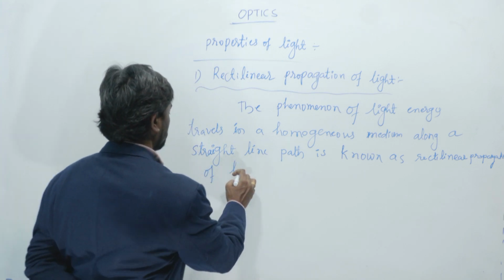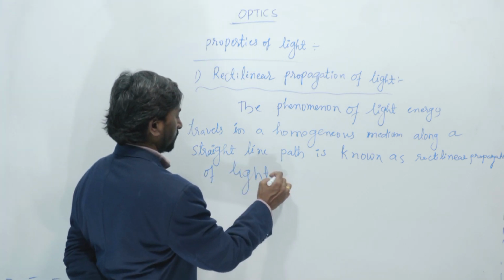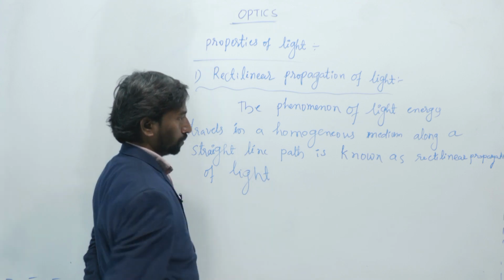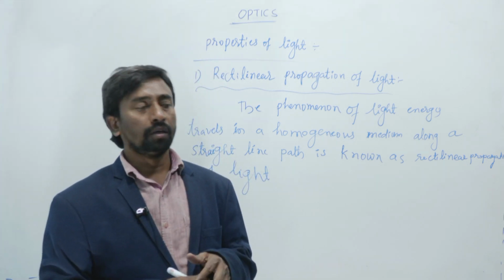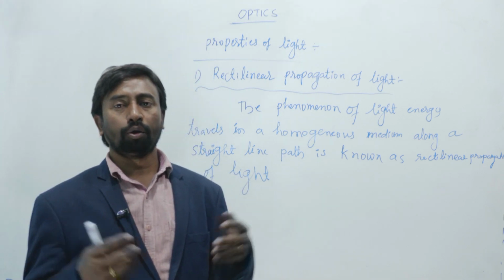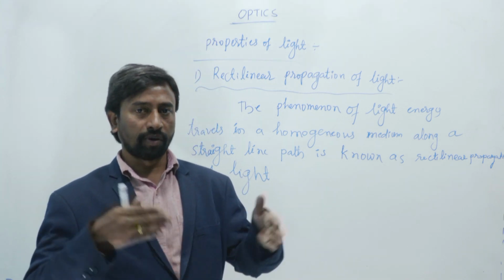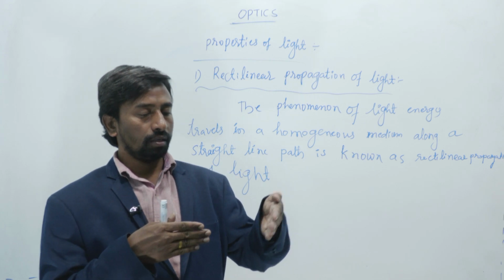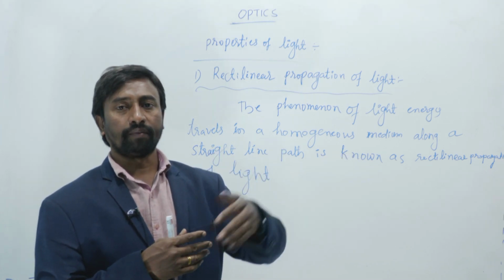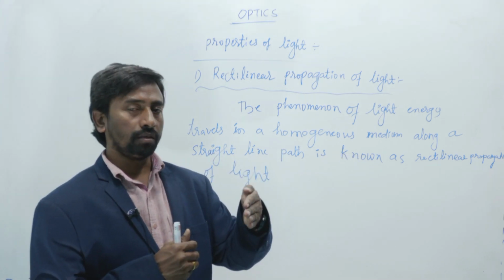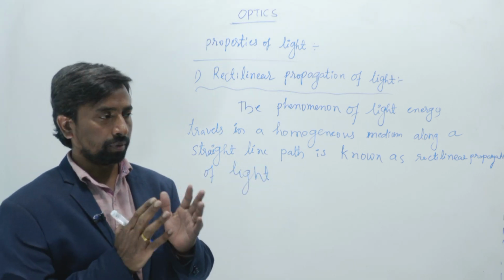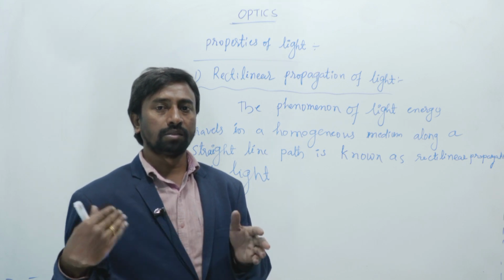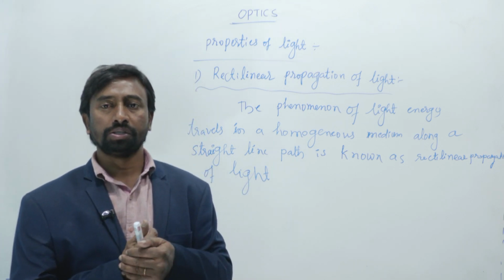Due to this property we get a shadow. Because in a homogeneous medium the light travels in a straight line path, whenever it falls on an opaque substance, no light travels behind it. So a dark patch is seen behind the opaque object when the light falls on it, and that is said to be the shadow.